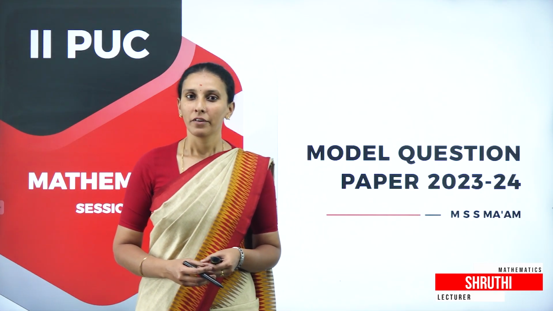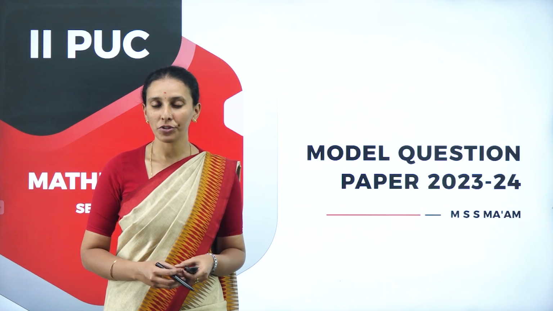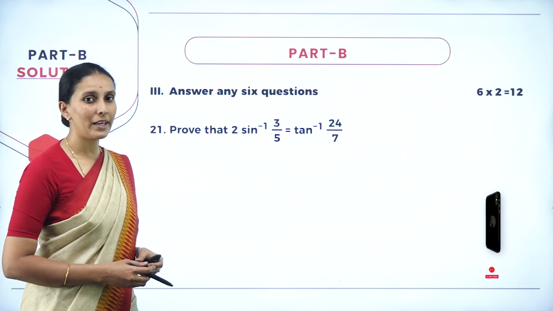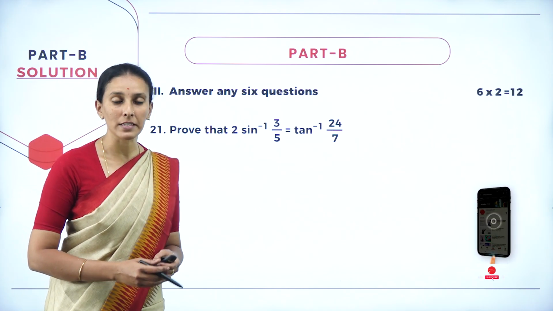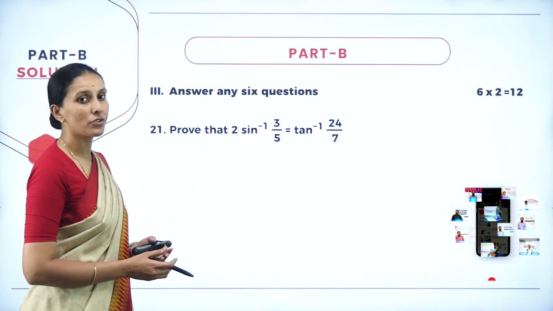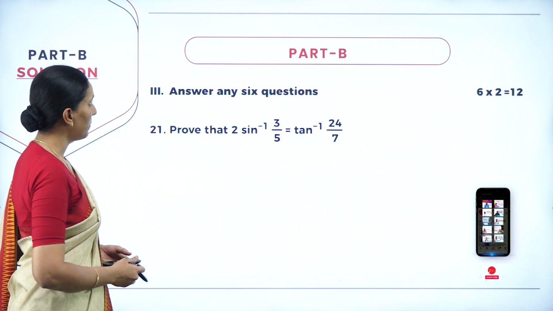In this session, we are going to find the solutions of the model question paper. So let's take the part B section. You will be given 11 questions. You are supposed to answer any 6 questions out of 11 questions. So let's find the solutions of all the 11 questions under part B section.